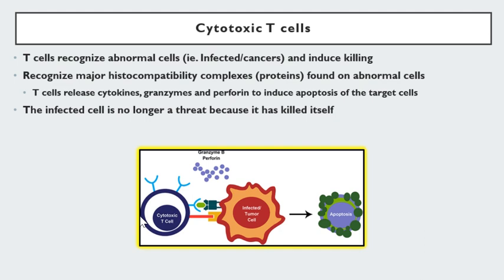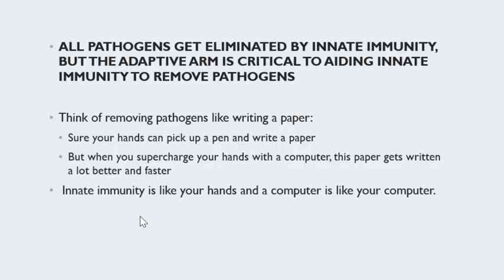And so yeah, these cytotoxic T cells just come in and kill infected cells. So yeah, this is what I'm trying to get at. All pathogens get eliminated by the innate immunity, but the adaptive arm is crucial, aiding innate immunity to remove pathogens, right?